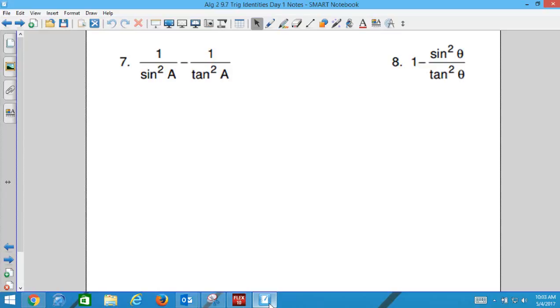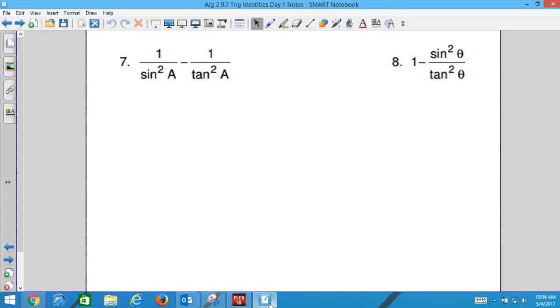Number 7. We've got 1 over sine squared A minus 1 over tangent squared A. Remember, we are simplifying these down to one number or one identity. So change the tangent squared function. Tangent equals sine over cosine, so it's sine squared A over cosine squared A. Okay, so I am going to go that direction, but I'm going to do it in a little bit less steps.